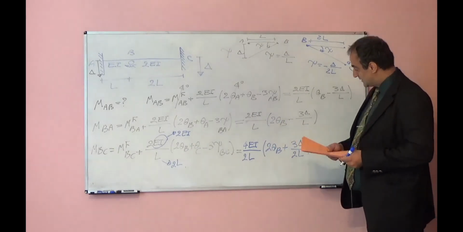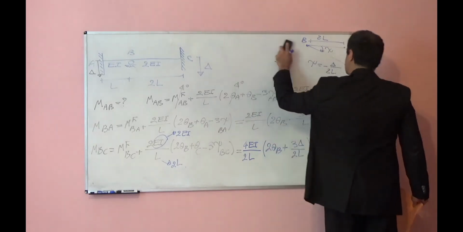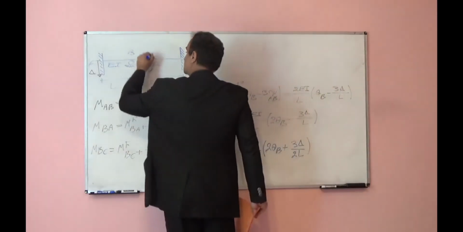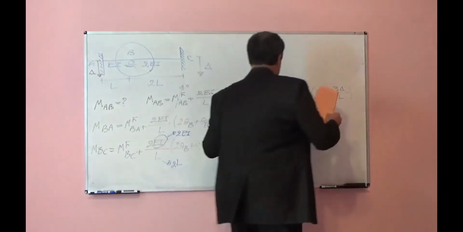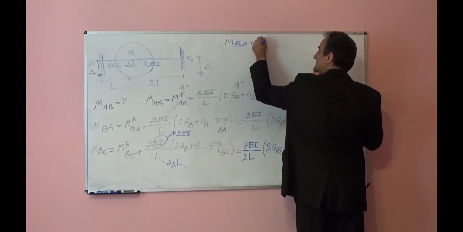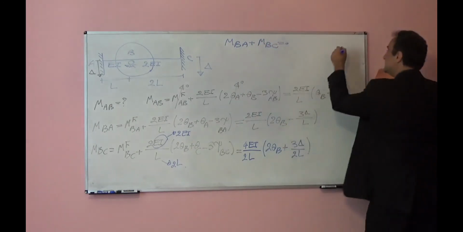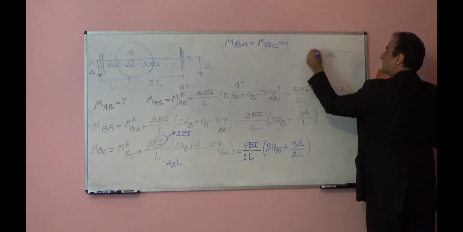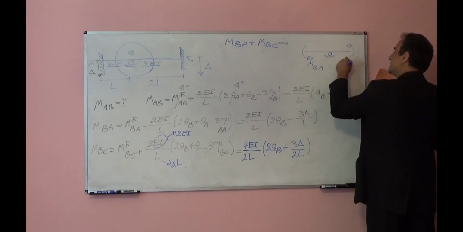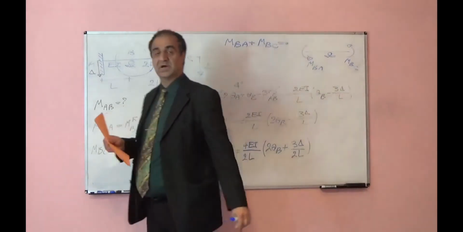From here, we can now write the equilibrium equation. Equilibrium equation at joint B, it is a continuous member, so MBA plus MBC should be equal to 0. Summation of moment in all rigid joints should be equal to 0. This we can say from equilibrium.